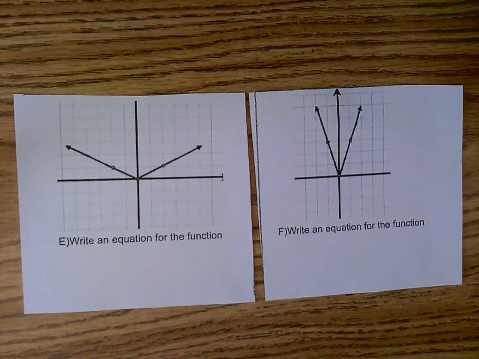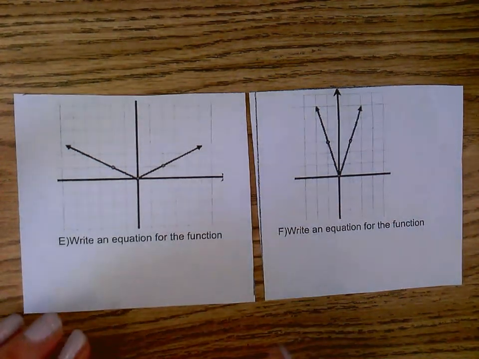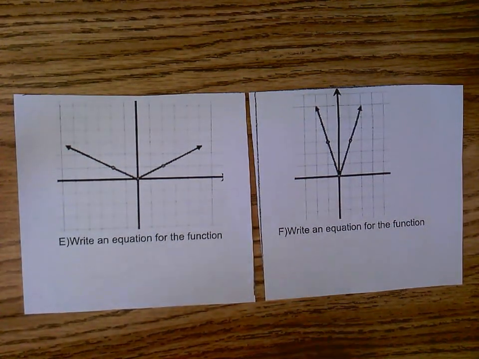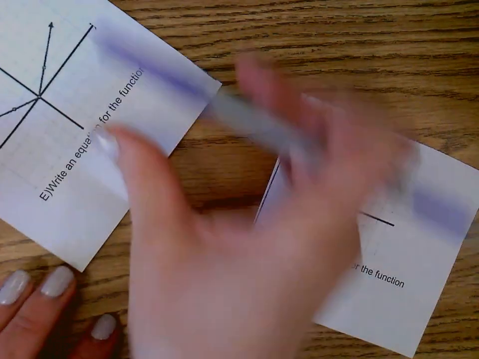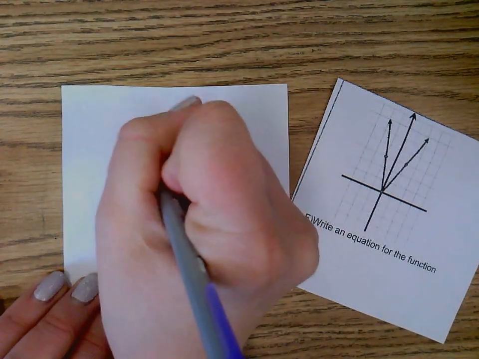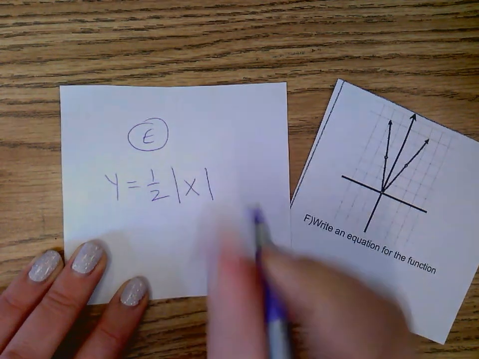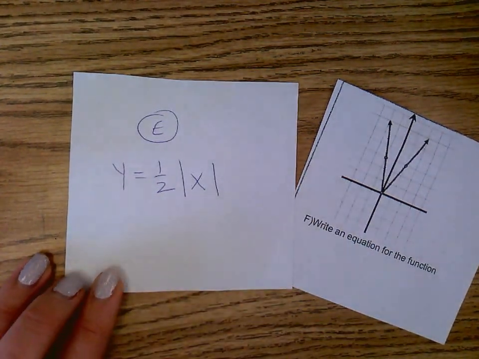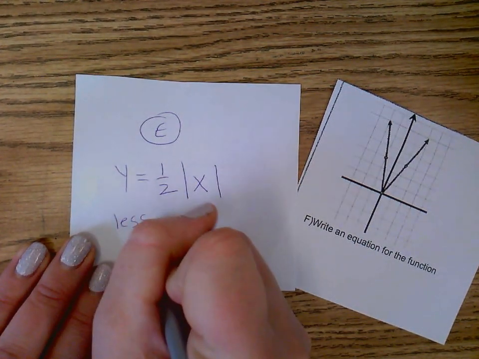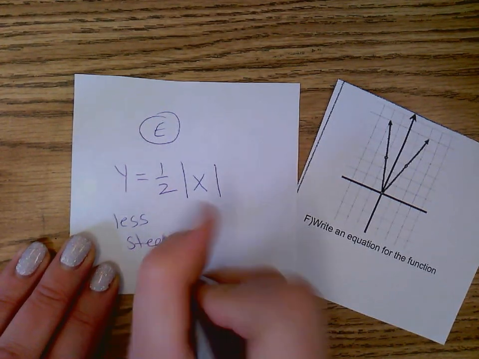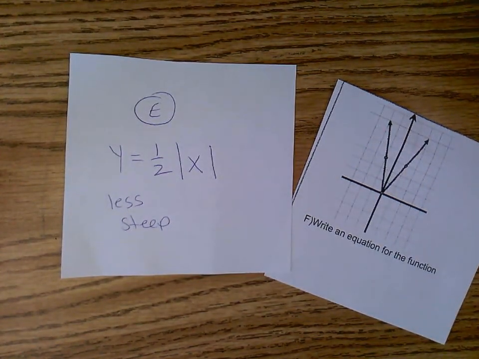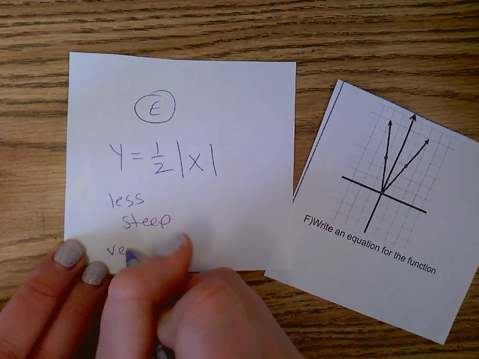How do I make something less steep? I throw a fraction in front of it. What's the slope of that line? Up 1 over 2. So for E, y equals 1/2 times the absolute value of x. So the 1/2 going in front of it, we call this less steep. Or you could call it a vertical shrink.